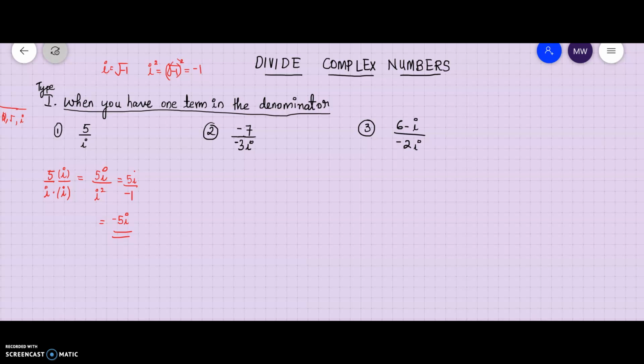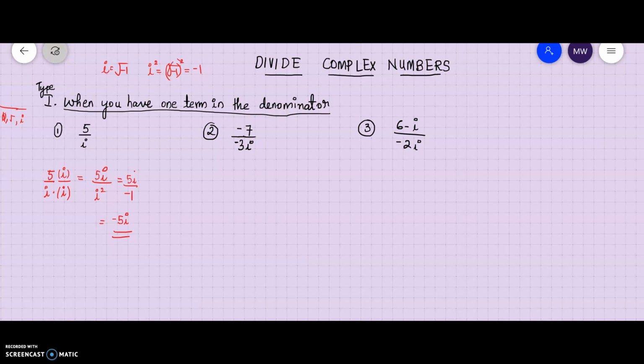Let's try question number 2. If you look at the denominator, you can see that there is only one term. There is a coefficient of -3 and an i. How are we sure the denominator is one term? It's -3i. It's not like -3 plus i, which would make it 2 terms. This just means there is one term in the denominator. So be careful how you count the number of terms. They're separated by positive and negative signs.